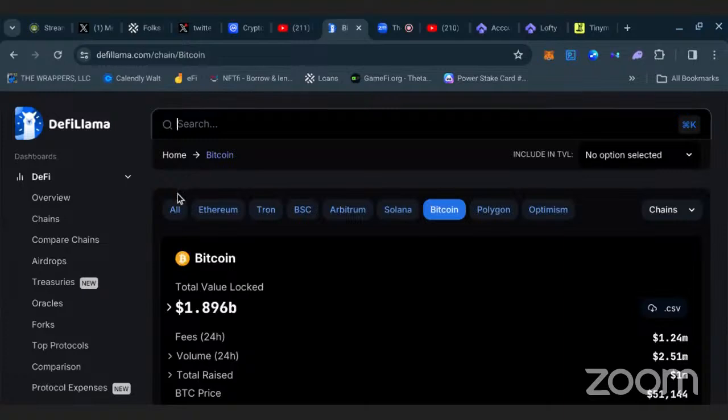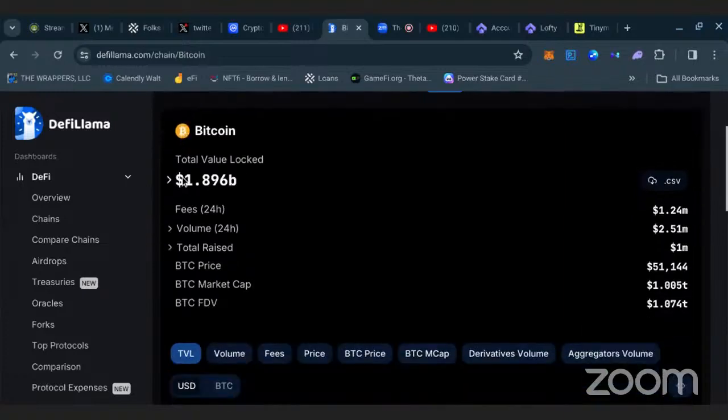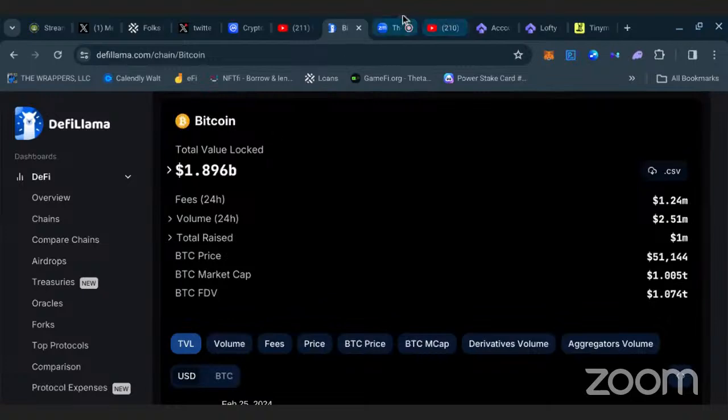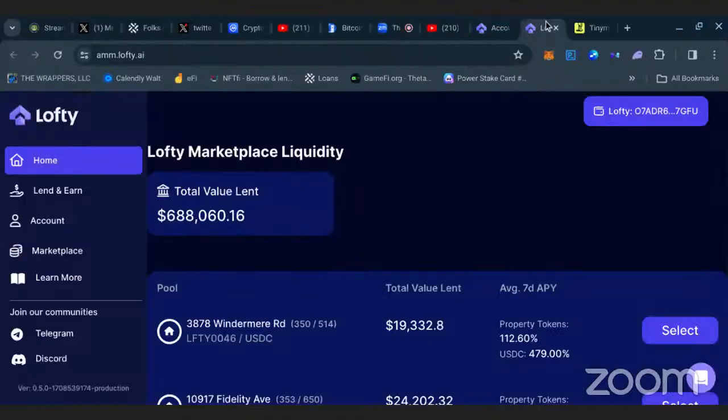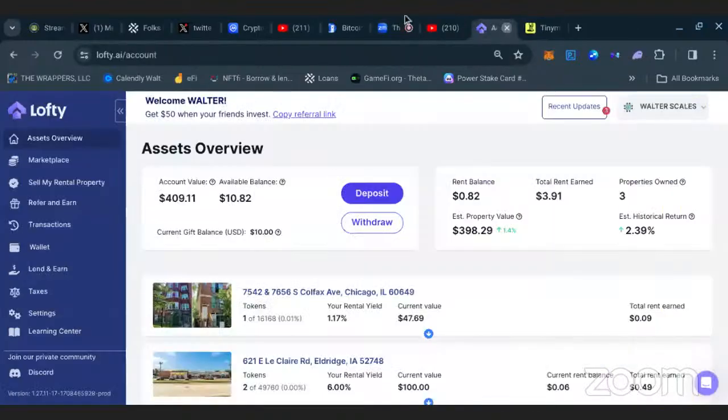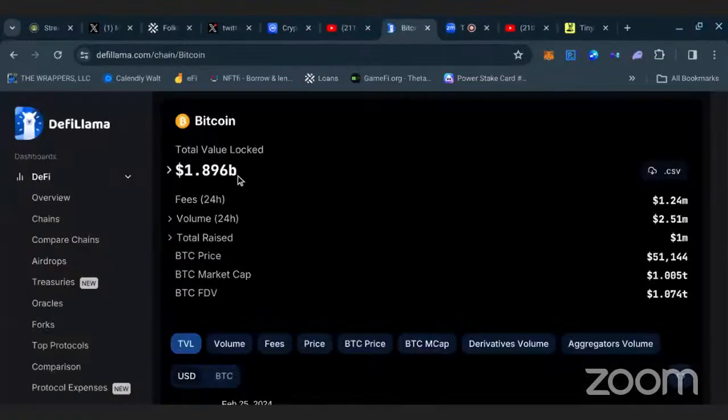Let's go to, I guess we could use this. So total value locked. Total value locked means liquidity. How much liquidity is inside of the asset. So according to DeFi Llama, Bitcoin has a total value locked of $1.896 billion. Fees generated 1.24 million. Volume 2.51 million. Total raise 1 million. Bitcoin price is at 51,000. Market cap is at 1 trillion. So keep that in mind.